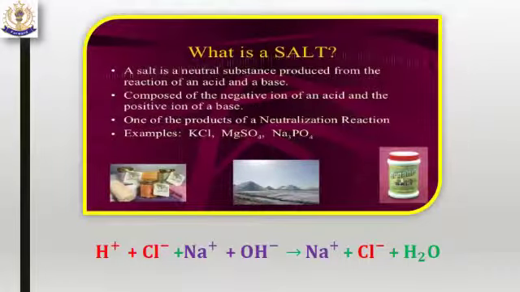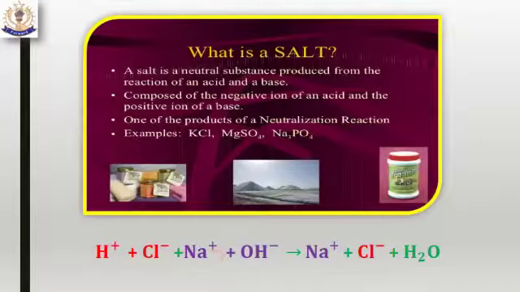What is a salt? A salt is the product of a neutralization reaction. It is a neutral substance produced from the reaction of an acid and a base. Salt is composed of the negative ion of an acid and the positive ion of the base. You can see the negative ion, that is Cl minus in salt, comes from the acid HCl and the positive ion Na plus comes from the base sodium hydroxide.